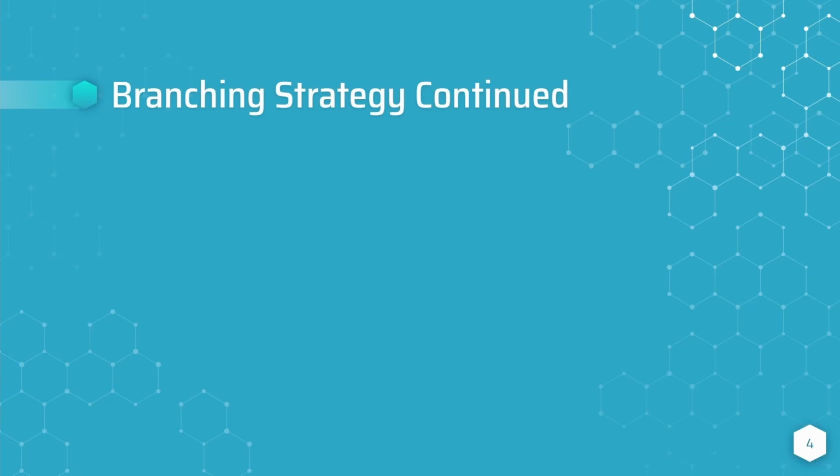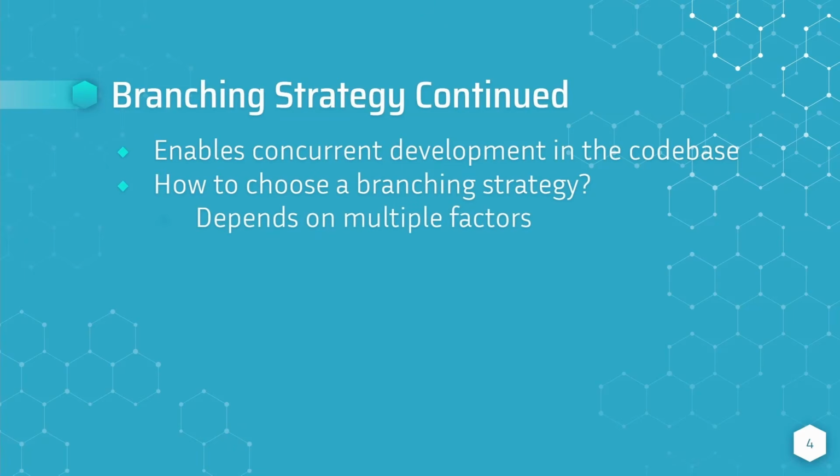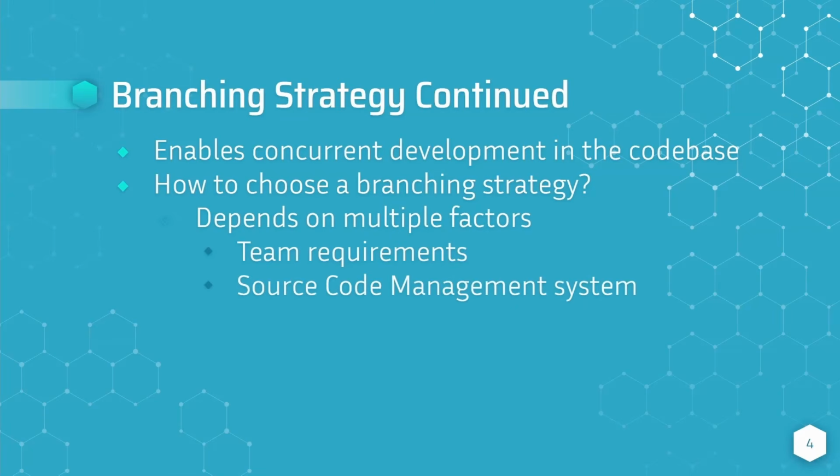A branching strategy takes advantage of the branching system in a version control system to enable concurrent development in the code base. But how do you choose a branching strategy? Unfortunately, this is not a straightforward question, as it depends on multiple factors. These factors include, but are not limited to, team requirements, the source code management system that you're using, the environments to which code is deployed and how you want to manage deployment to those environments, and the structure of your code base.